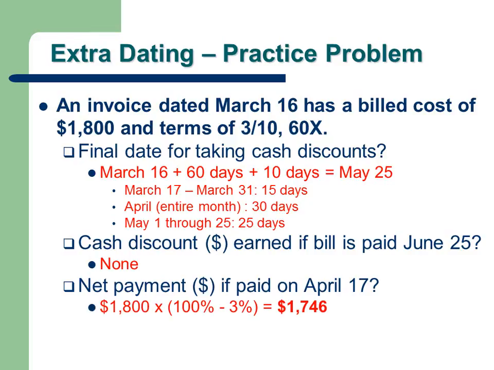And if you pay the bill on April 17th, which is before the last cash discount day, May 25th, right? So you can get the cash discount if you pay the bill on April 17th. And the cash discount amount was 3% according to the term, because it says 3/10 60X, right? So the first number 3 indicates the percent cash discount. So you take out 3% from the invoice of $1,800. So what you're going to end up paying as the net payment will be $1,746.